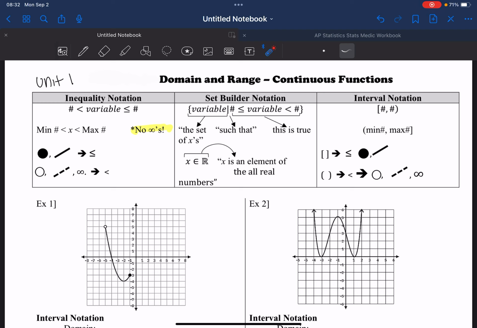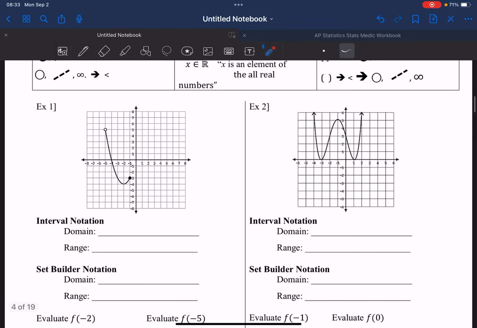And then lastly, we have interval notation. Interval notation, we will use the parentheses or the brackets. So if we are using a parenthesis, we are following the same rules in inequality notation, where if we have an open circle, a dotted line, or an infinity, that means it's not included, so we use the parentheses. If we have a value that is included, meaning we would use the less than or equal to symbol, it would be a closed dot or a solid line, and that would make us choose brackets, because brackets means it is included.